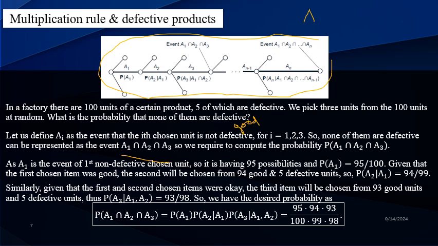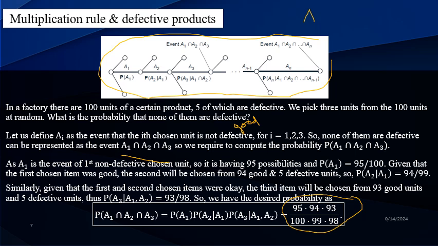So how many options are there for the second one? 94. Among the good ones we are going to select, from how many units? 99. So the probability would be 94/99. It is not the probability of A2, it is the probability of A2 given A1, since one product has already been selected. Likewise, the probability of A3 given A1 A2 would be 93/98. So the desired probability, the probability of the intersection of A1 A2 A3, is the probability of A1 times the probability of A2 given A1 times the probability of A3 given A1 A2. Just multiply all these probabilities you have computed, and this is the desired answer.